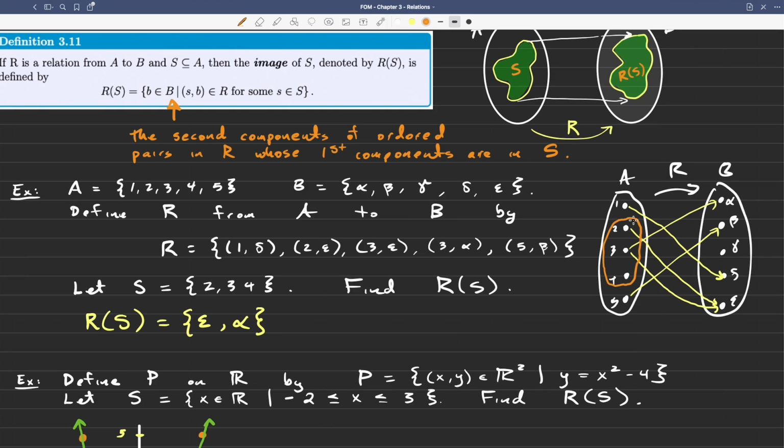So when you restrict your attention to 2, 3, and 4, where did the arrows point to? Well, if you follow the arrows emanating out of 2, 3, and 4, you see that they land on only epsilon and alpha, right? 2 pointed toward epsilon, 3 pointed toward epsilon and alpha. 4 didn't point at anything, so I didn't get any information from 4. So follow all the arrows out of that bubble, you get the image. You can see why it's called an image. It's almost like if you think of R as being some sort of projection from A onto B, then the shadow of the orange circle is what you get for the image.